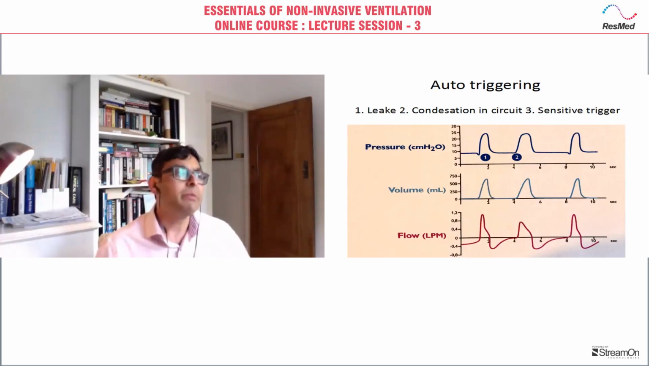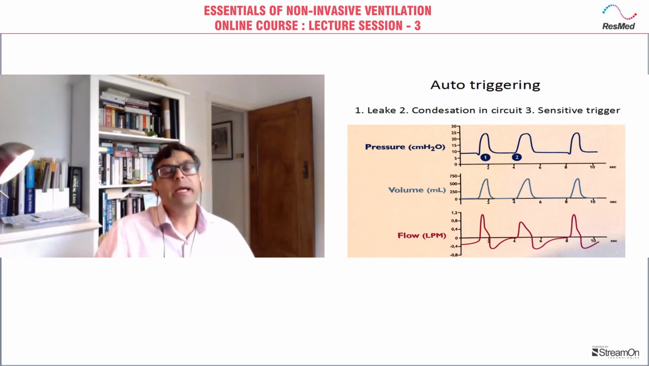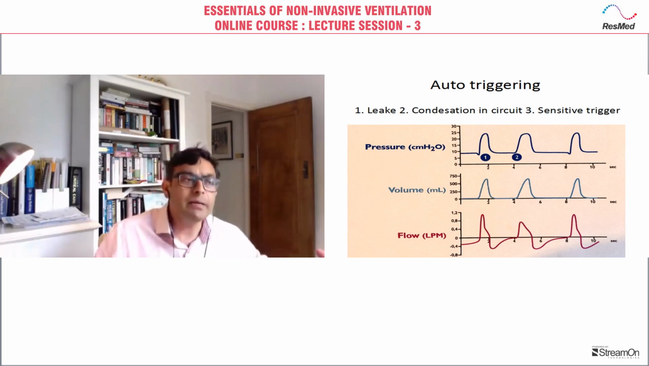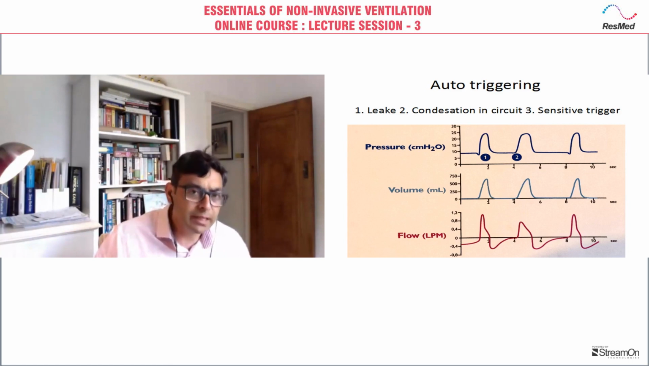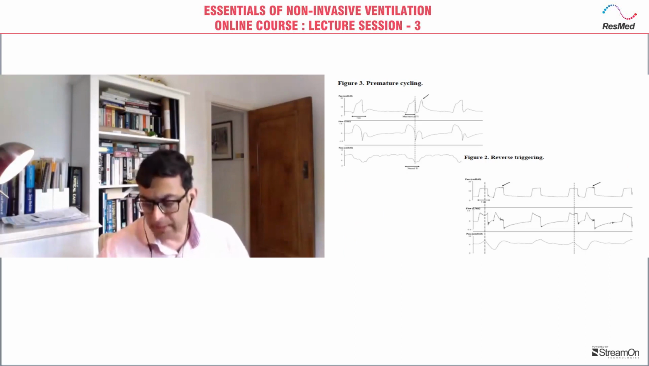So auto triggering means, here we can see the first breath is where the patient has triggered the breath and the machine has supported. On the second effort, you don't see this patient trigger, this little notch. So why does this happen? It can be again because of leak. If there is suddenly high leak, the machine will think the patient has tried to breathe in and pump air in. Or if there is condensation in the circuit, then it can move back and forth, mimicking patient breath effort, or if the trigger is too sensitive. But again, the commonest problem here would be mask leak.